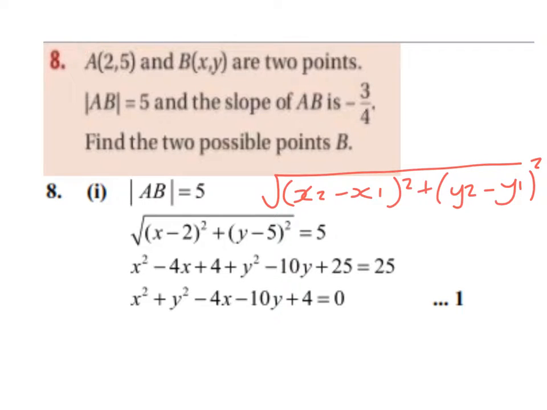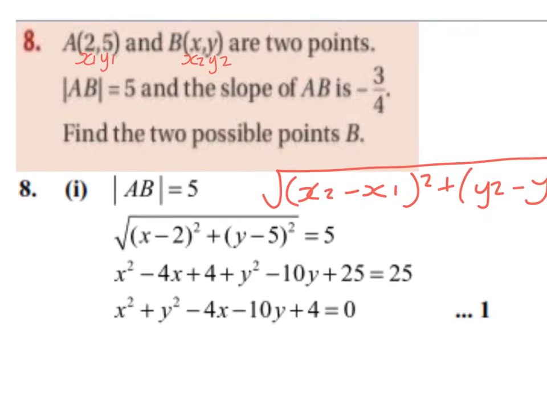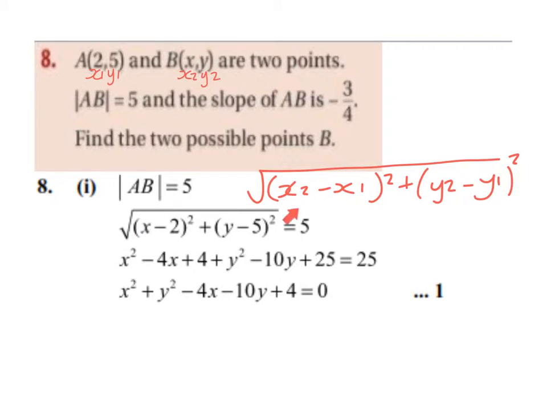So we're going to label our points x1, y1, x2, y2, and now we substitute into our formula. So we get the square root of (x minus 2) squared plus (y minus 5) squared, and this is all equal to 5 because we know that the length of AB is 5. So next we bring the square root over the equal sign, and it becomes squared, and 5 squared is 25. So that's how that 5 becomes 25.